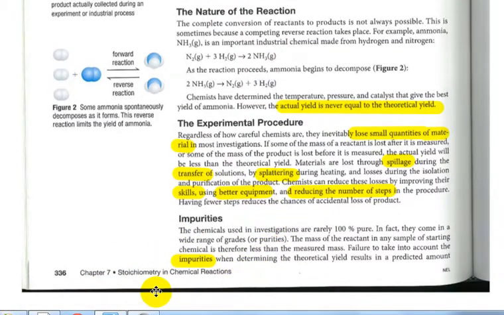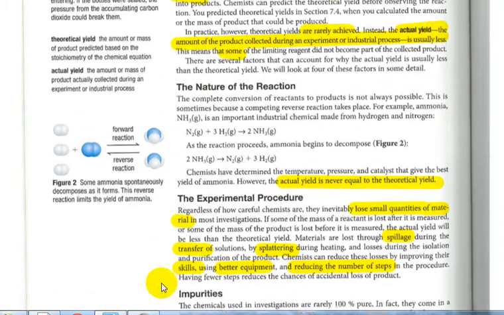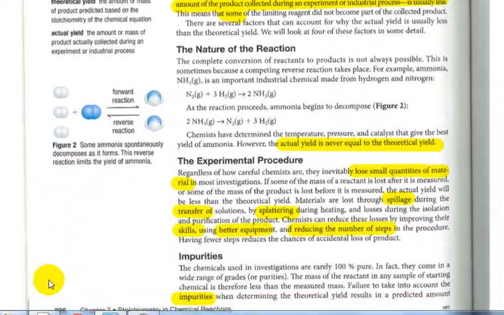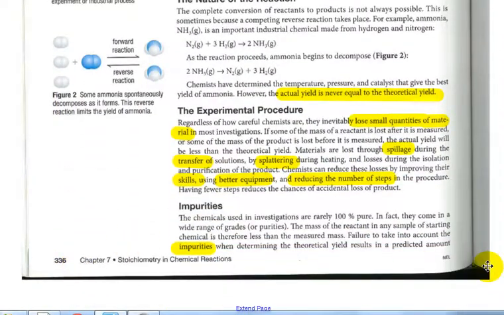And of course, impurities in the substance that we're using. So in the case of sugar here, glucose, it may not be 100% sugar or glucose, therefore obviously all of that sample would not be converted into ethanol.